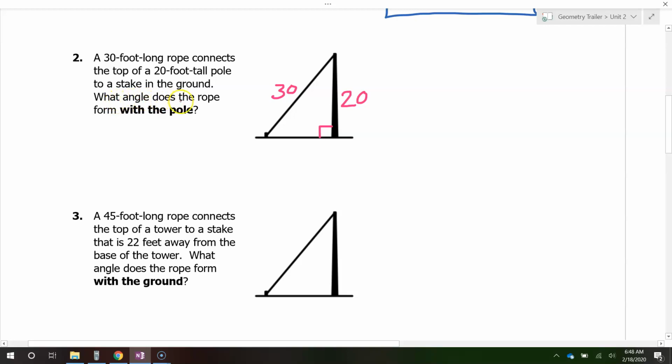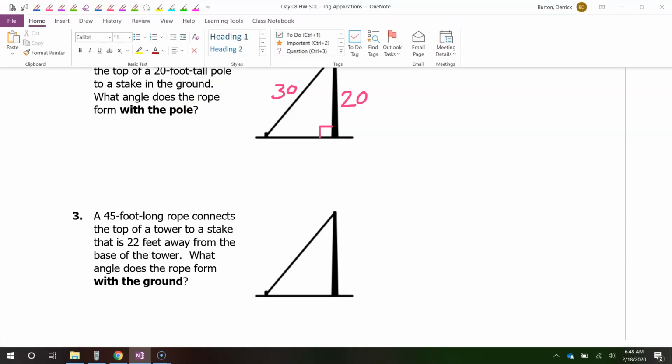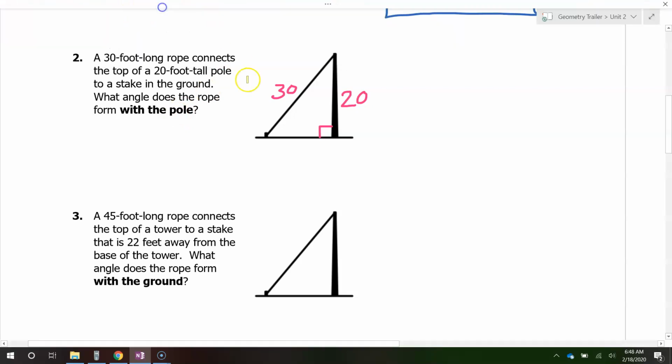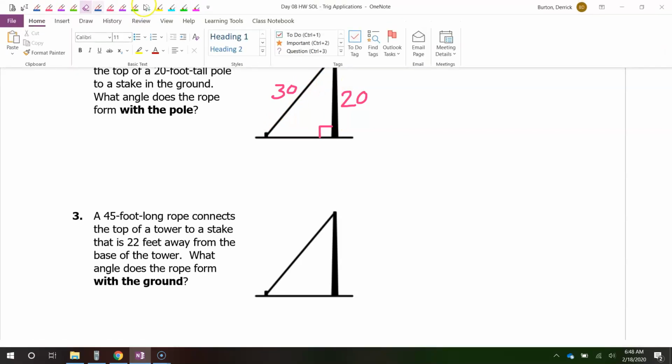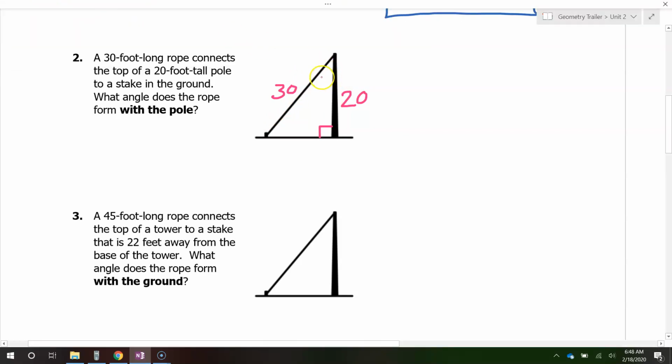What angle does the rope form with the pole? So see how this is just slightly different. Here's the rope, but here is the pole. Well, it's hard to see because it's so thick. All right. So the angle that we're talking about now is the one at the top because that's where the rope meets the pole. So the only thing different about this problem is that this time the angle that we're looking for is here.